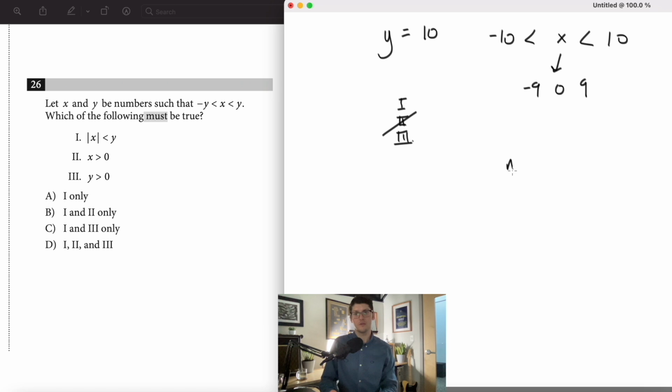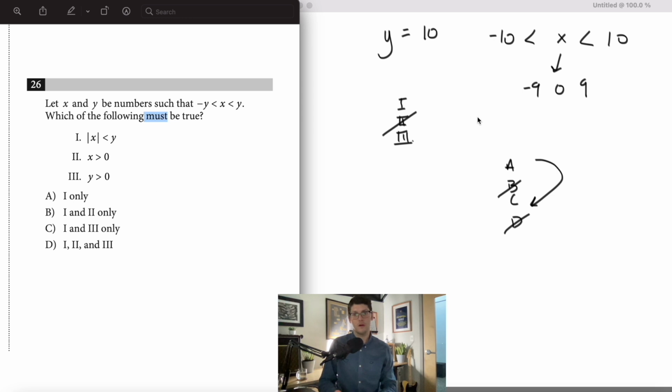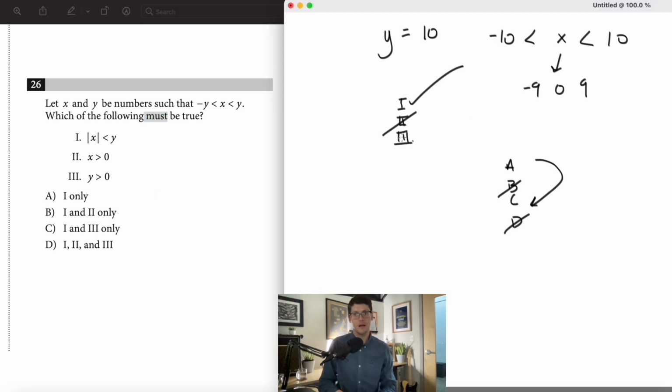I went to my answer choices. I said, which ones include Roman numeral 2? I know it's out. B and D. I looked at what remains. The only difference between A and C was Roman numeral 3. Roman numeral 1 was already fine, so I didn't even care about this anymore. I'm just focused on this part. Could y be greater than 0? Or could y be less than 0? Must it be true that y is greater than 0? Said the same thing, two different ways.